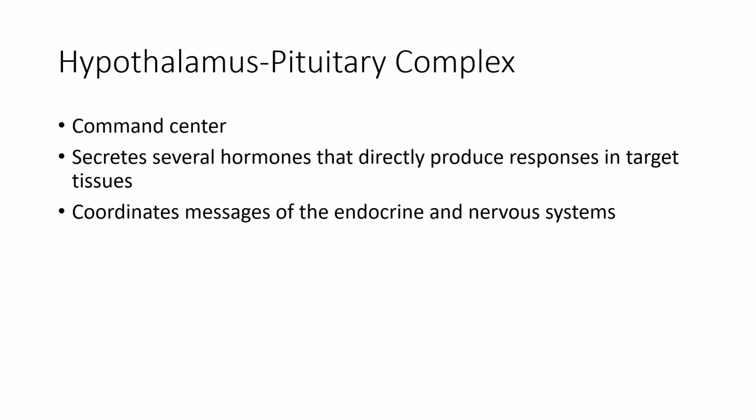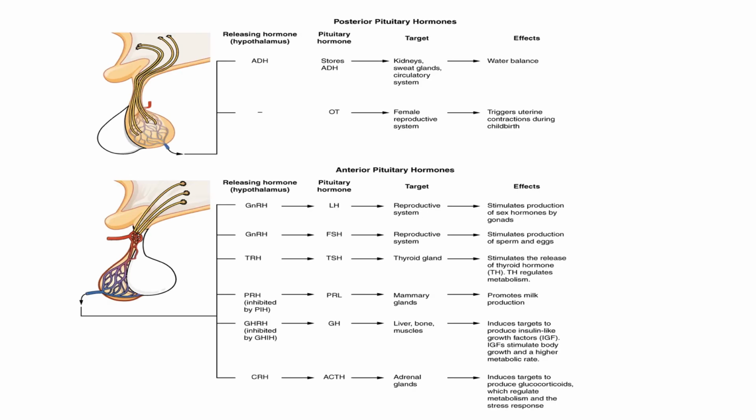The hypothalamus pituitary complex is the command center. This complex secretes several hormones that directly produce responses in target tissues, as well as hormones that regulate the synthesis and secretion of hormones of other glands. This combination in this unit helps exert control over the function of several endocrine glands like the thyroid, adrenals, and gonads, as well as a wide range of physiological activities. So let's now take a closer look at the hypothalamus pituitary complex.